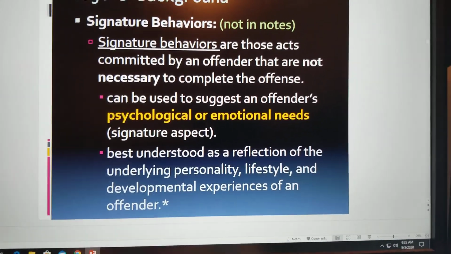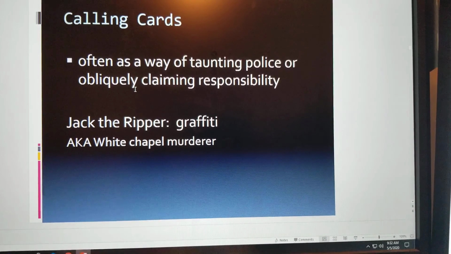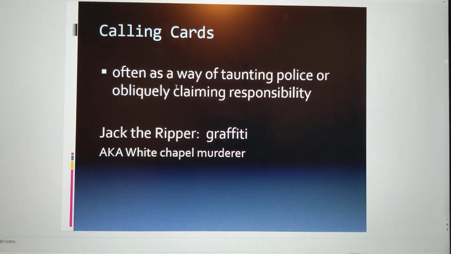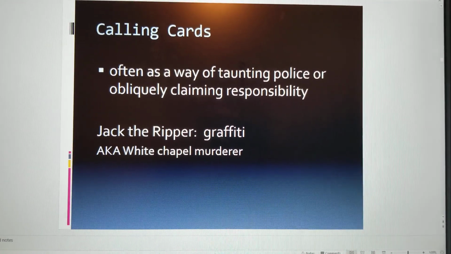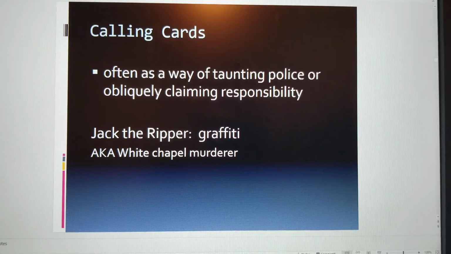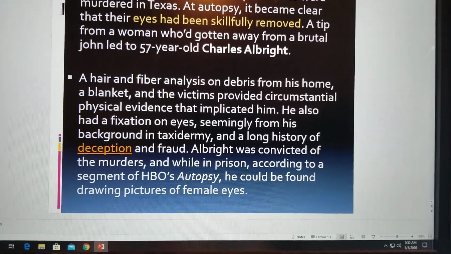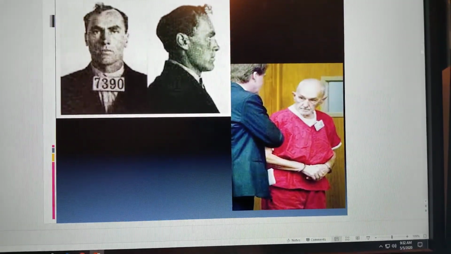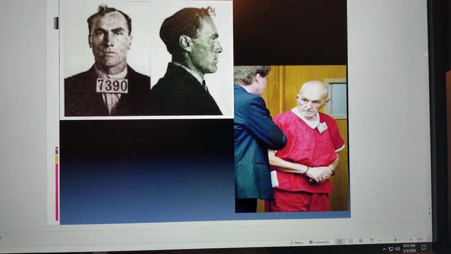All right. Let's just move into a calling card. This is unique to individuals as well, and it's often used once again to taunt the police. And this is where we had things like, we said, Jack the Ripper would write notes to the police in victims' blood. Ooh, that's kind of wigging out a little bit, isn't it? Okay. These were all different examples of calling cards that killers had.